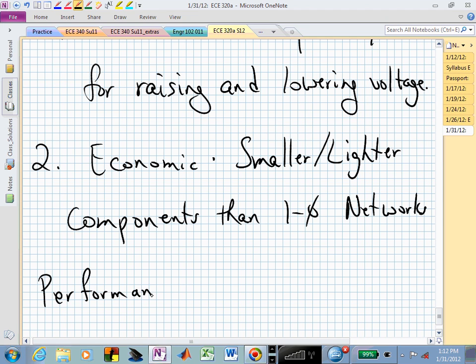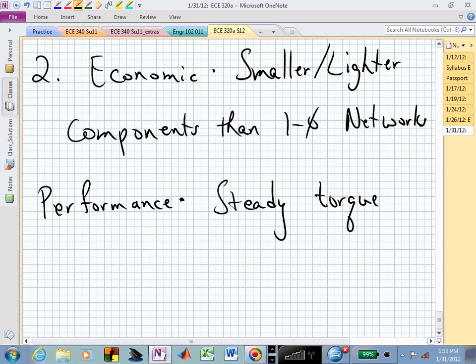I'm also listing performance as a benefit in addition to economic under item 2. I'm not sure how I decided to rank these as 1, 2, and 3. But performance, we now have, well, let me just write it down and then I'll try to explain it. We now have a steady torque, or a more steady torque, supplied to machines.